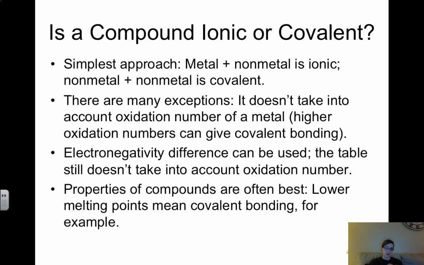So the best thing to do is just to look at the properties of the compound. If you have the properties of the compound, specifically melting point, that's really going to help you distinguish if it's ionic or covalent. Very, very high melting points mean it's ionic. If it has a lower melting point, that means covalent bonding. So the simplest approach is metal, nonmetal is ionic. But if it's a metalloid or something that might not seem right, look at the properties of the compound. So that is it for this video.